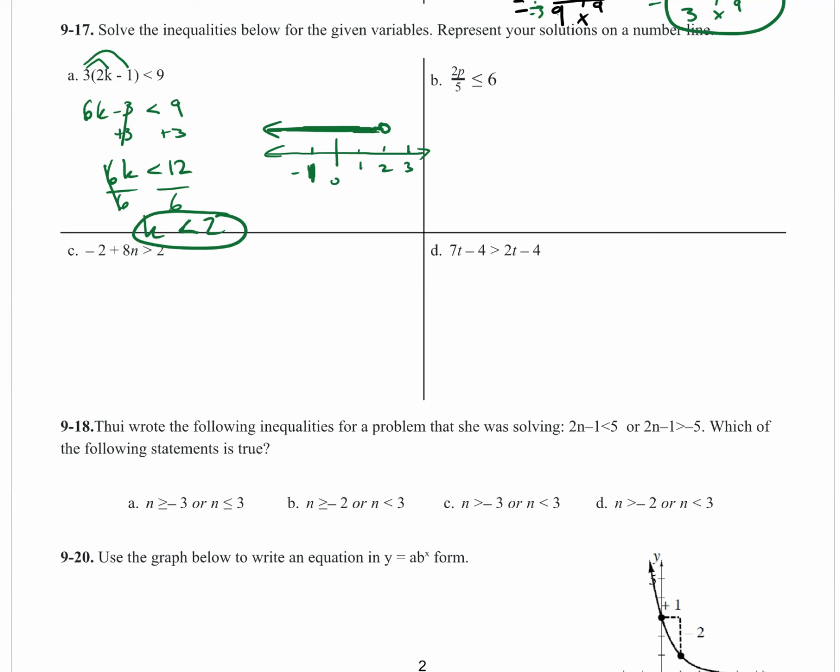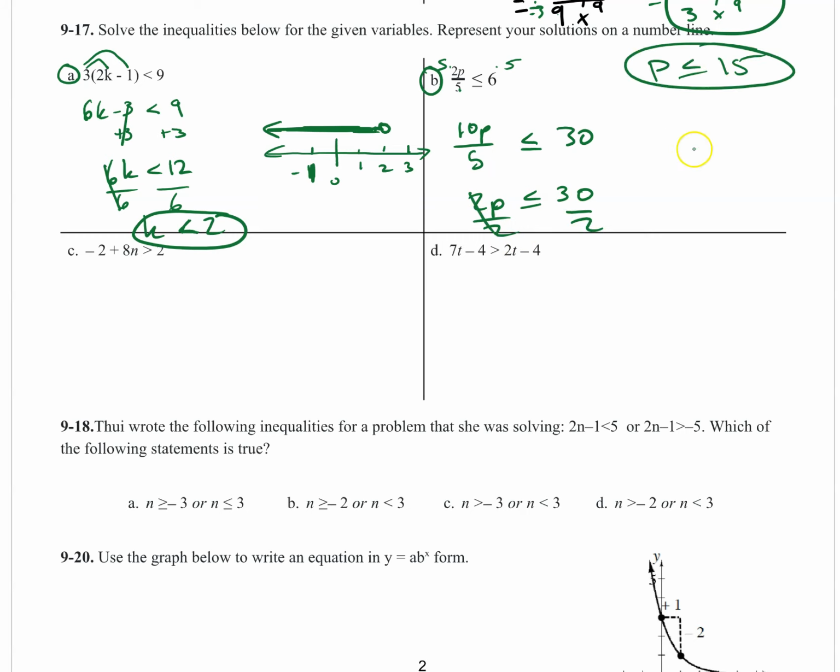All right, how about b? b has a fraction. Multiply both sides by the LCD. There's only one fraction, so I'm going to multiply both sides by 5. So basically, look at the denominator. It's 5. Multiply both sides by 5. So I get 10p over 5 less than or equal to 6 times 5 is 30. 10p divided by 5 is 2p. So 2p is less than or equal to 30. And then if you divide both sides by 2, p is less than or equal to 15.